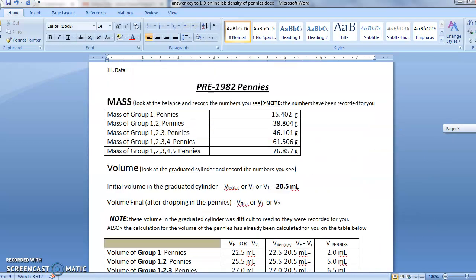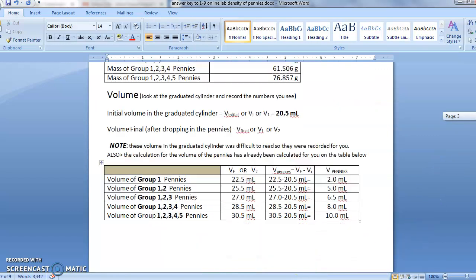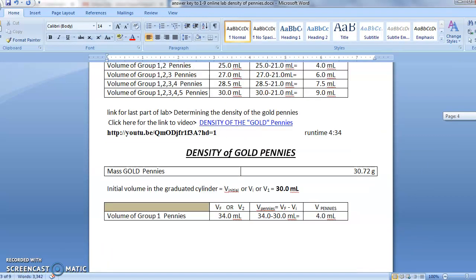Here's the values for everything that was pre-1982. And then the part I did, you had to click on this little video. I started with several gold pennies, put them on the balance. I just did one group. I didn't keep adding them on because all we needed to do that was for these two. But the pennies that I put on the balance was 30.72.